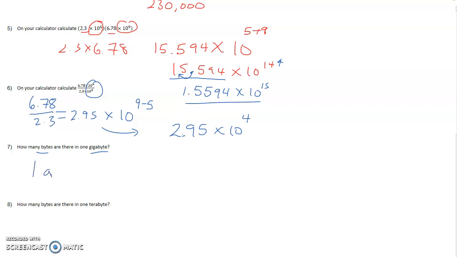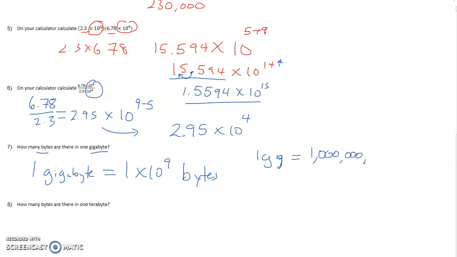So in 1 gigabyte, there are 1 times 10 to the 9th bytes. So what would that be? 1 gigabyte, I'm going to just write giga, is equal to 1, and then we would have to move that decimal place 9 places: 1, 2, 3, 4, 5, 6, 7, 8, 9. So 1 gigabyte is 1 billion bytes.